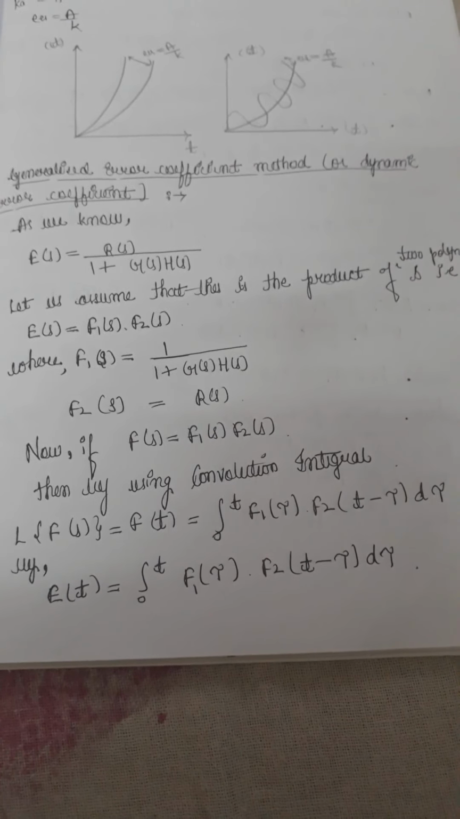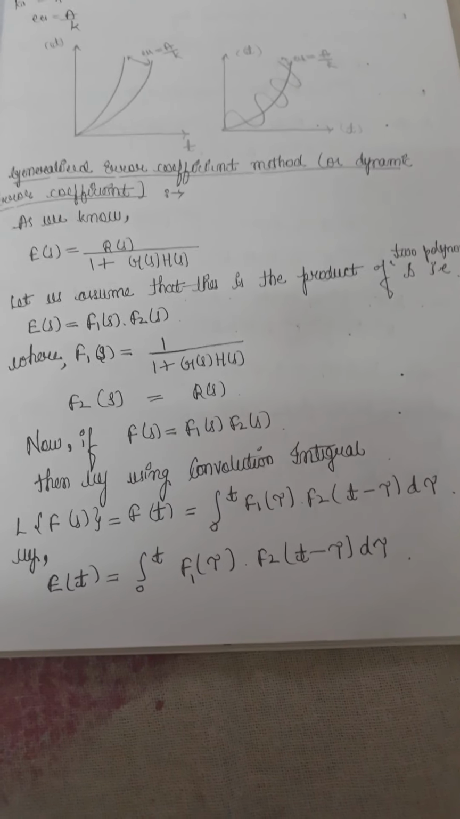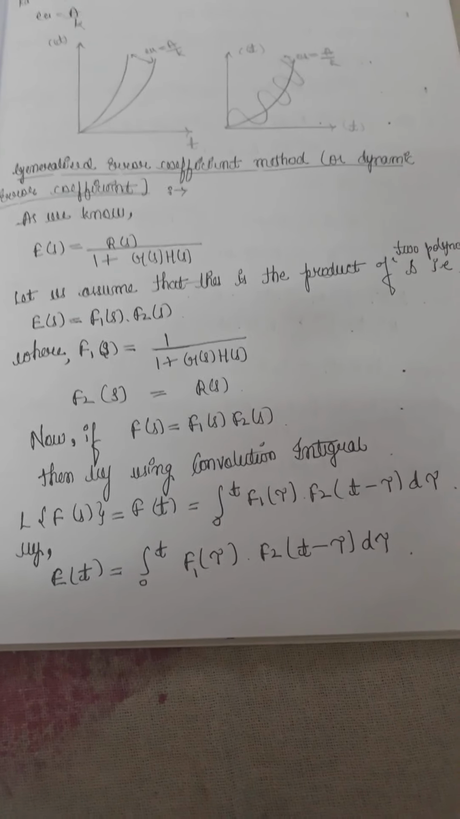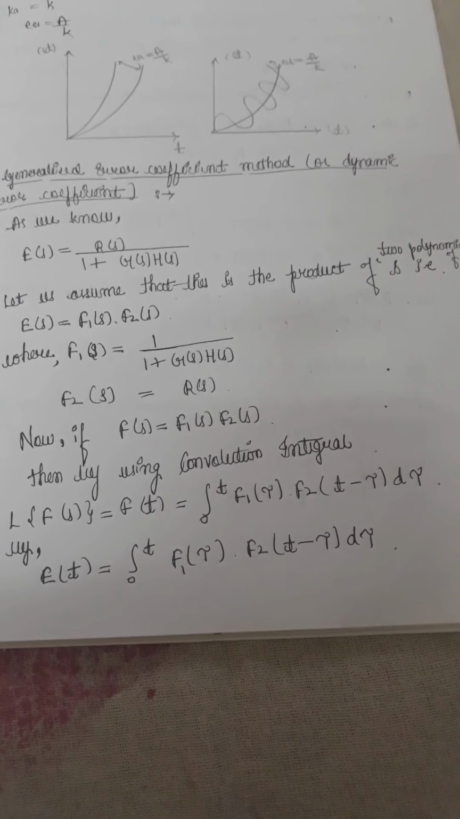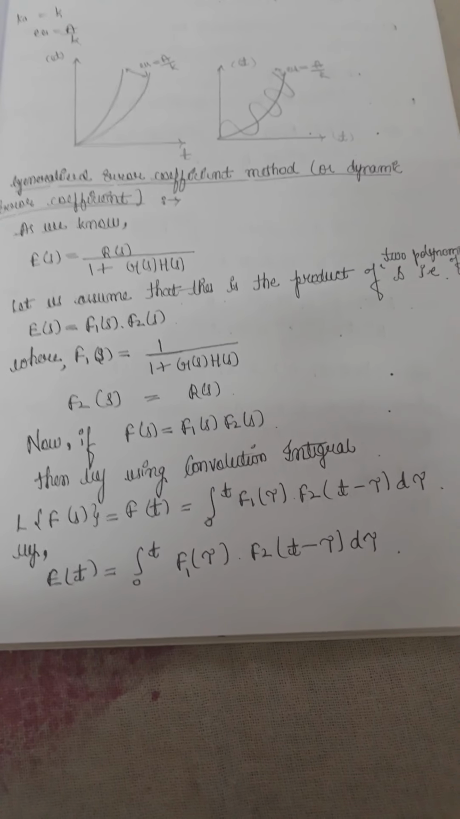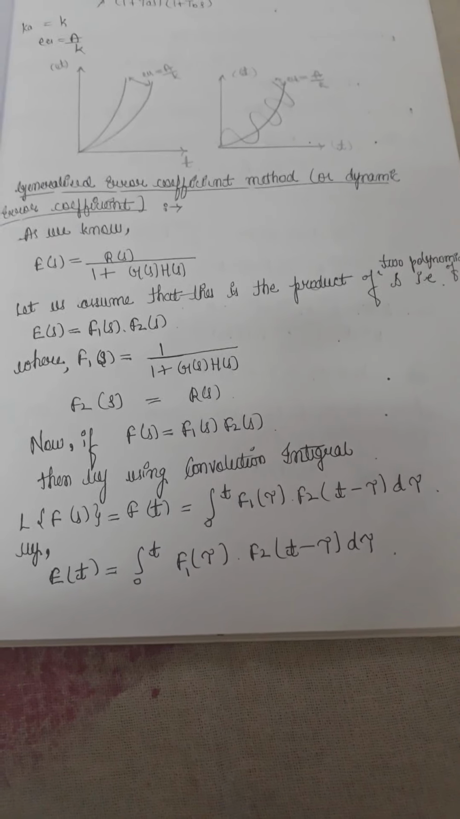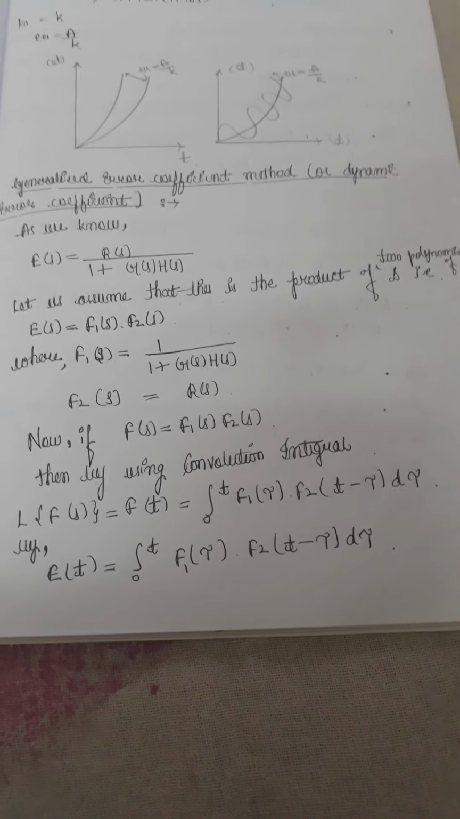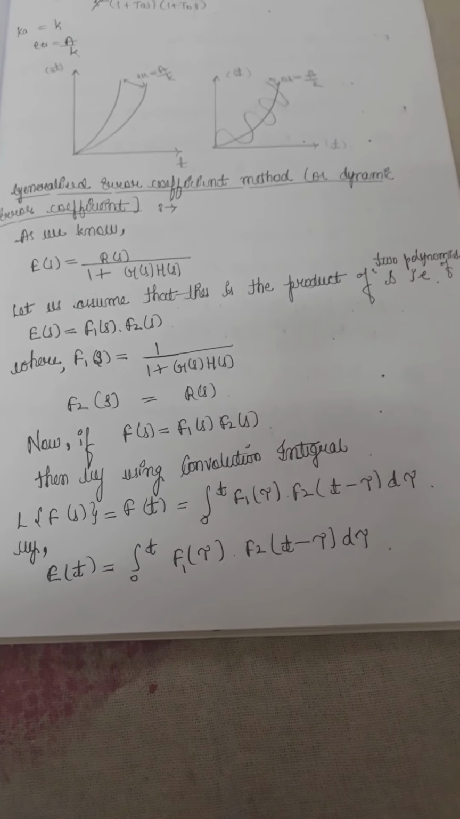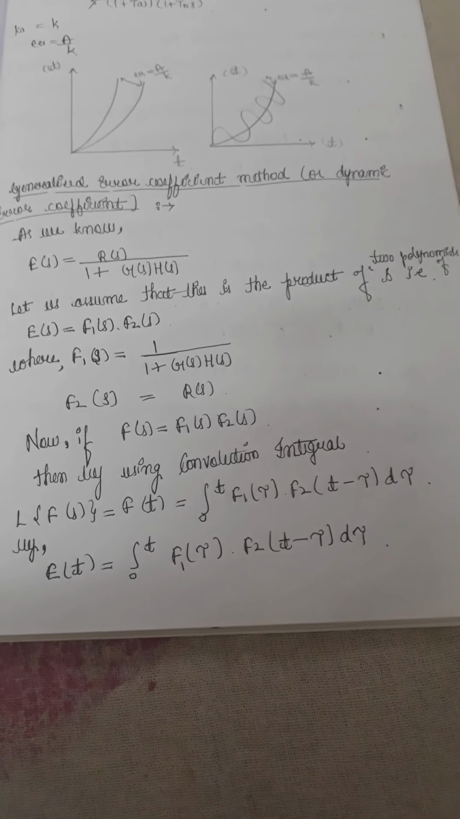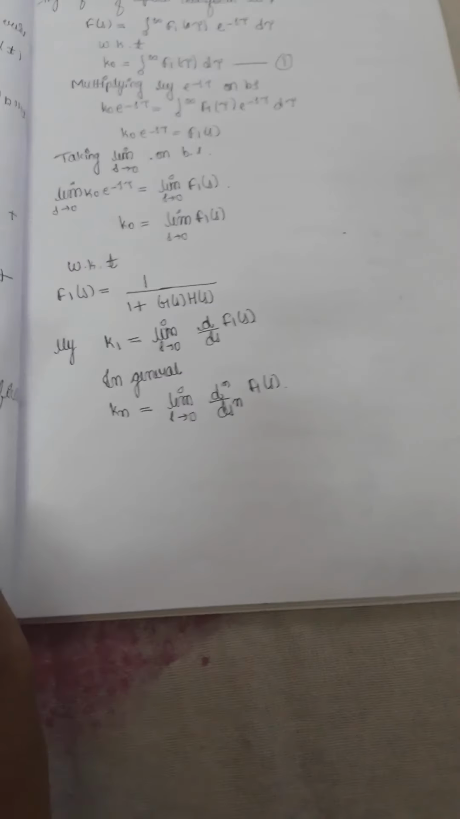Now if f(s) = f1(s) into f2(s), then by using the convolution integral, we know that the inverse Laplace transform of f(s) is f(t), and the formula for f(t) is the integration from 0 to t of f1(tau) into f2(t minus tau) d tau. This is the convolution formula. Similarly, e(t) is the integration from 0 to t of f1(tau) into f2(t minus tau) d tau.